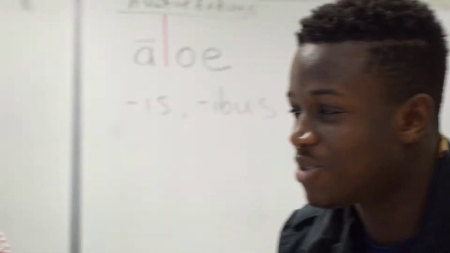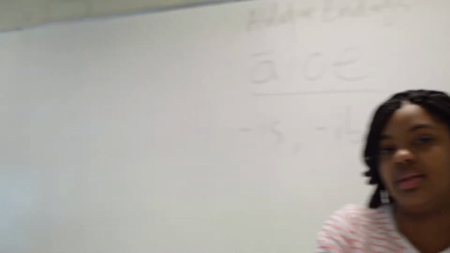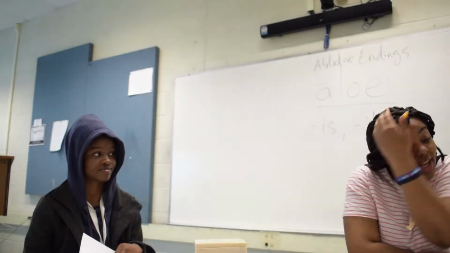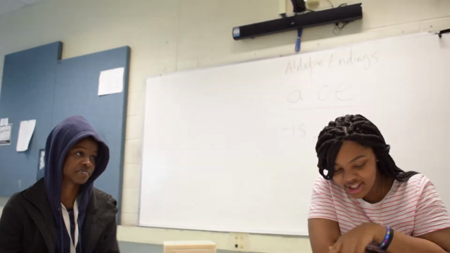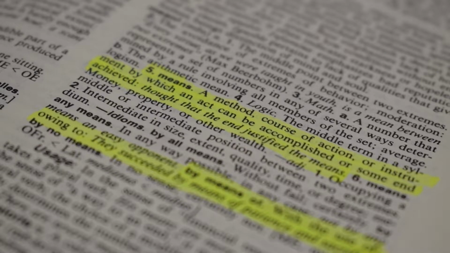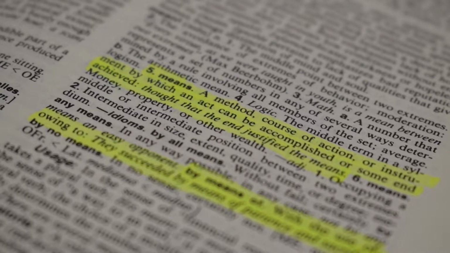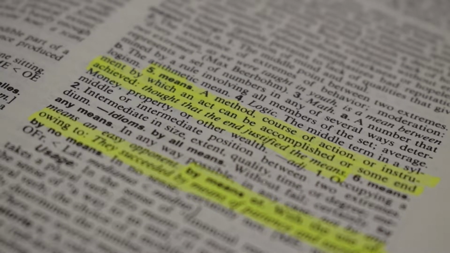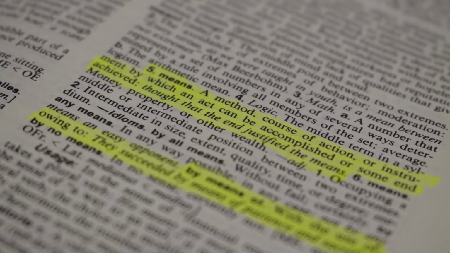The ablative case is used to show the instrument or tools by which an action is performed. Then why is it called the ablative of means and not the ablative of instrument? What does Mr. Kohler tell us to do when we have questions like this? Look it up. Eureka! I found it under definition 5. Means: a method, course of action, or instrument by which an act can be accomplished or some end achieved. Example: he thought that the end justified the means.